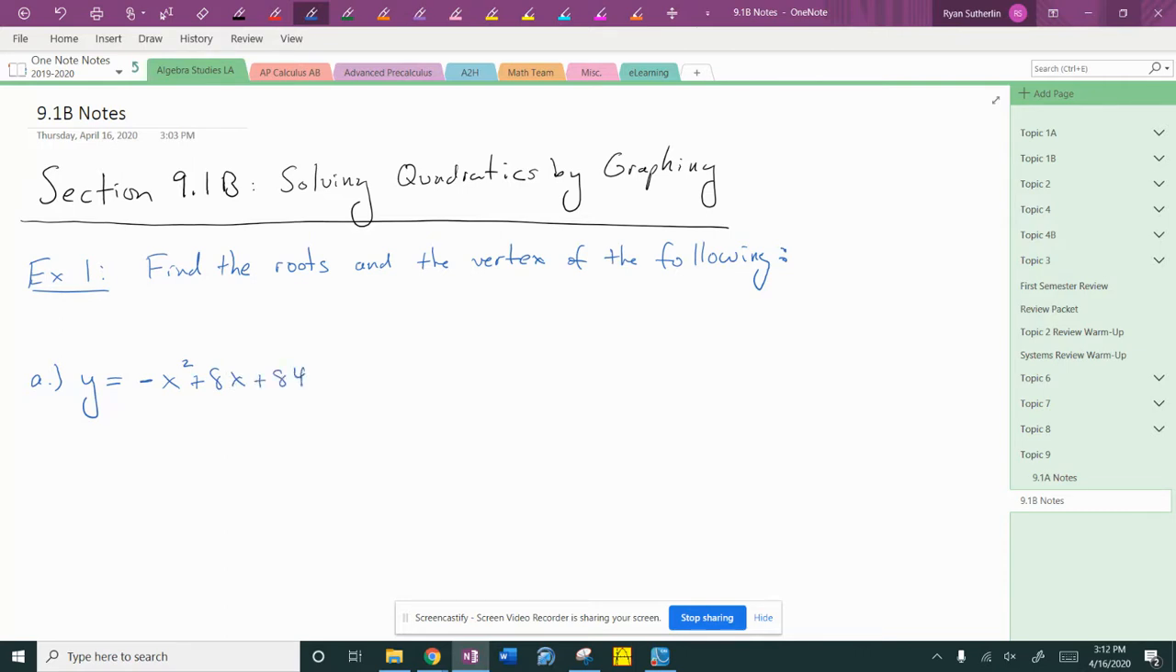A thing with vocabulary here. When I ask for the roots, that's the same thing as asking what are the zeros of the function, or what are the x-intercepts? It's just another word that means the same thing that we've been doing. So we have our function here, and we want to graph it and see if we can find the roots and the vertex.